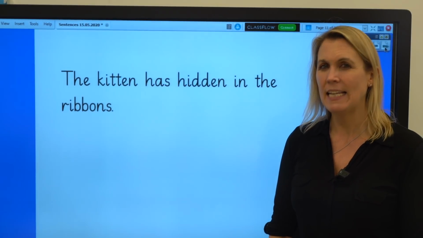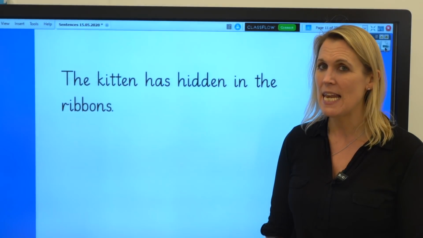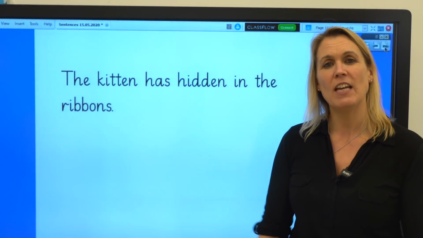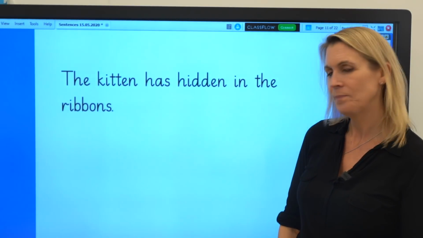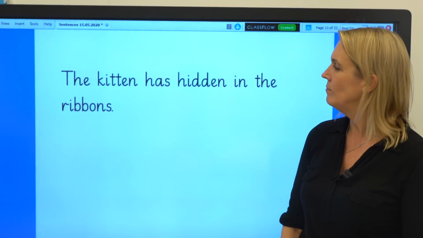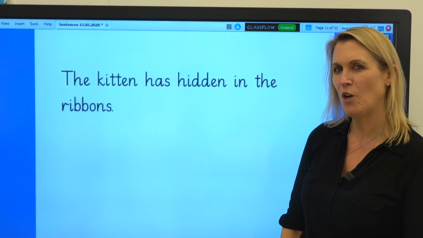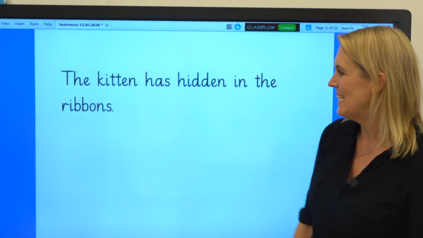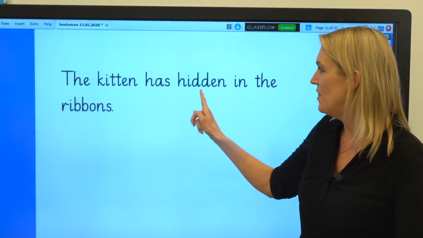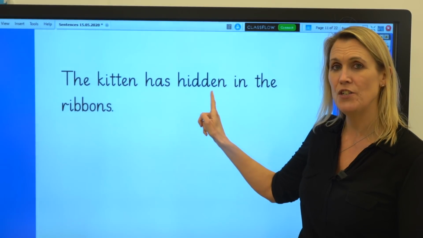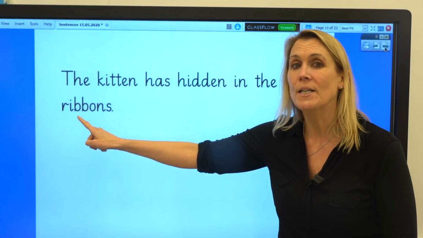Now, let's read a sentence with graphemes we already know. Can you see any words which have digraphs which are two of the same letter? Remember, a digraph is two letters, one sound. Yes, this word has a digraph t. This word has a digraph d. And this word has a digraph b.